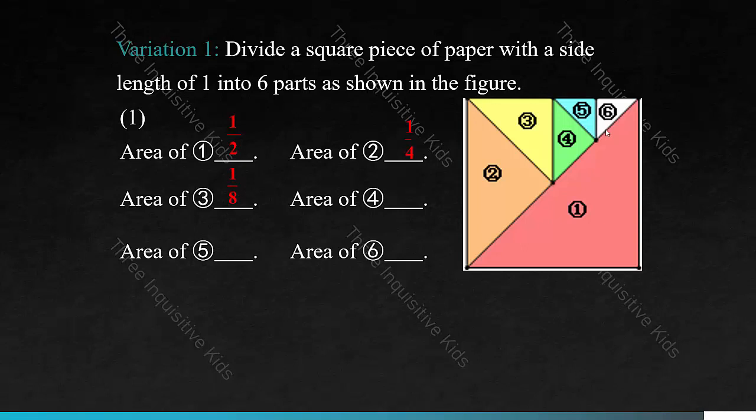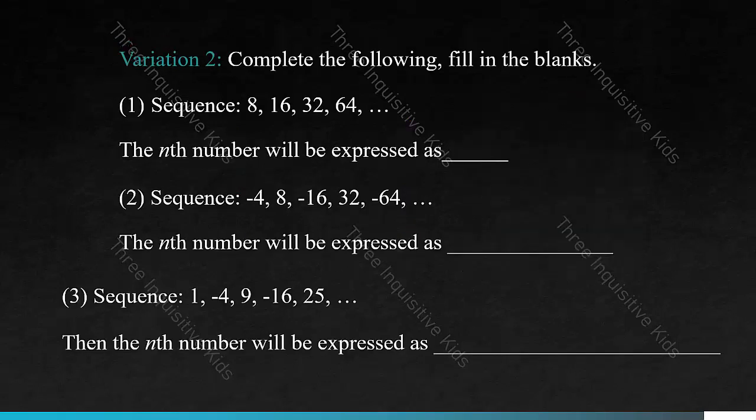The area of triangle 4 would be 1/2 to the 4th power. The area of 5 would be 1/2 to the 5th power, and the area of number 6 would be 1/2 to the 5th power as well. Complete the following and fill in the blanks.